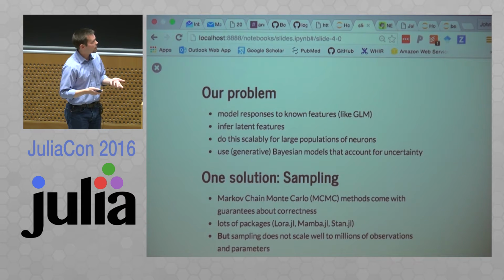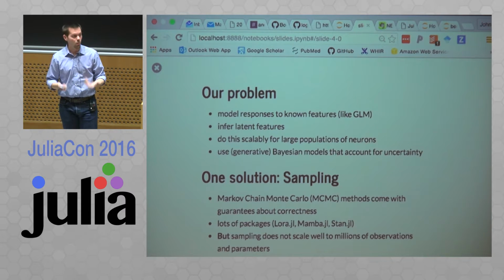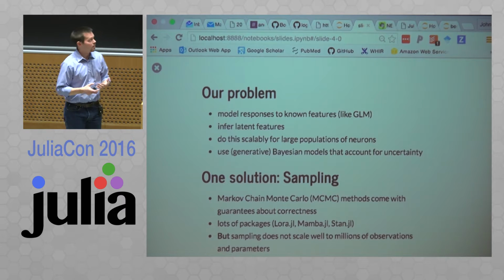I think Stan is a great program. LoRa and Mamba are also packages in the Julia ecosystem that do this and do it well. So why do we want to do anything else? Well, the answer is that sampling does not scale super well.